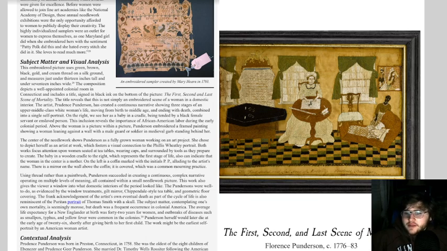The average life expectancy for a New Englander at birth was 42 years for women, and outbreaks of diseases such as smallpox, typhus, and yellow fever were more common in the colonies. Punderson herself would later die at an early age of 26, shortly after giving birth to her first child. The work might be the earliest self-portrait by an American woman artist.